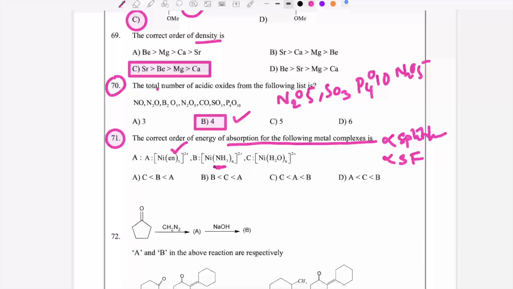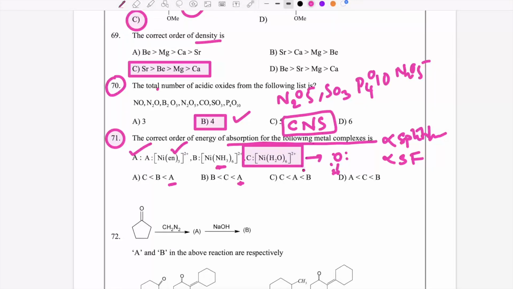So A followed by B should be the order, with the highest on top. So there are two options, option A and B. But H2O is considered a weak field ligand. In very few cases, it creates high splitting. Otherwise, H2O is considered weak field because oxygen's electronegativity is very high, so it cannot donate electrons as ammonia, nitrogen, and other nitrogens do. So the ligands with carbon, nitrogen, sulfur donors are the strong field ligands. H2O is a weak field ligand.